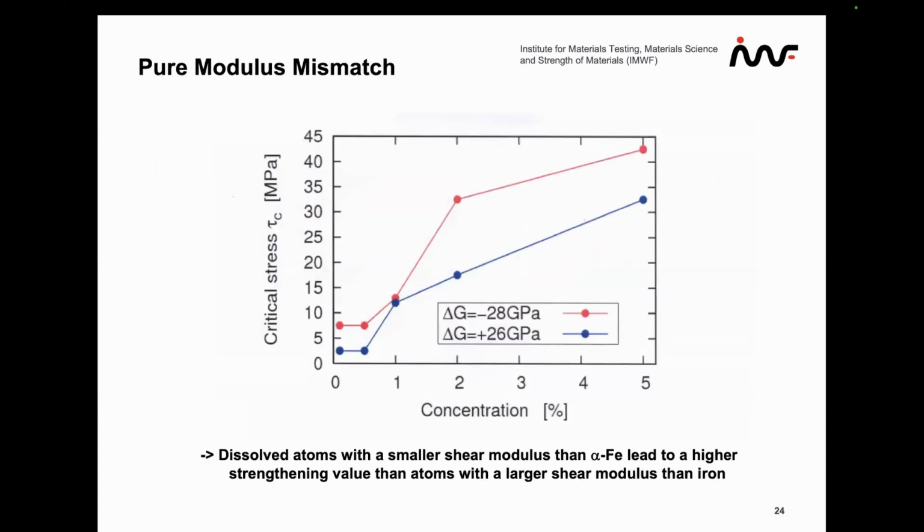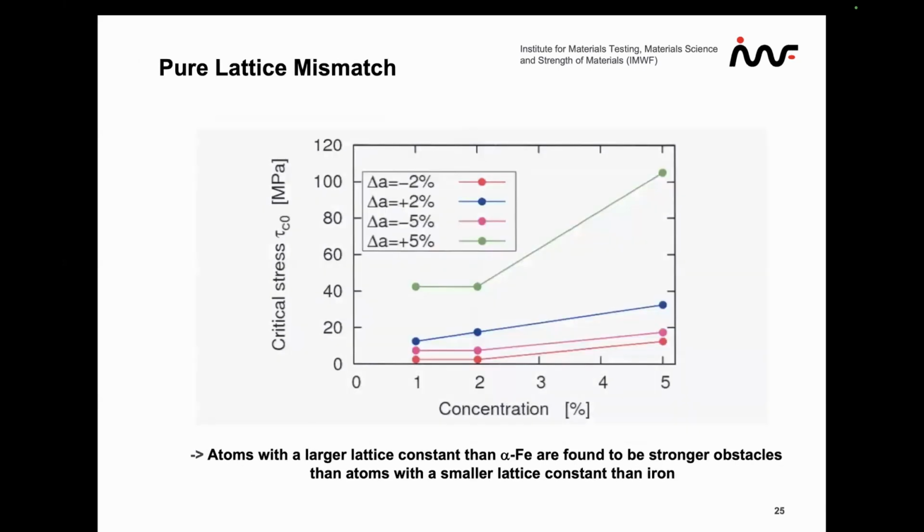Now with such a method, you can also play around and do parametric studies. You can analyze if a material with a smaller or a higher shear modulus introduced in the iron matrix produces higher or even better critical stresses than the other material. Or we can see if a material with a higher or smaller lattice parameter has a stronger or weaker increase in this critical stress, also compared to this shear modulus effect.